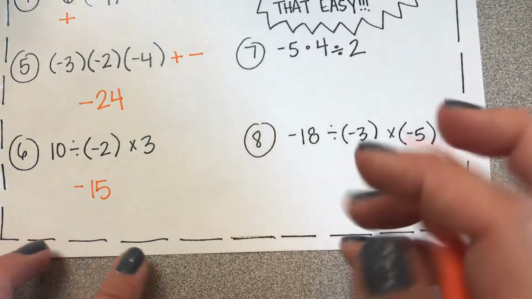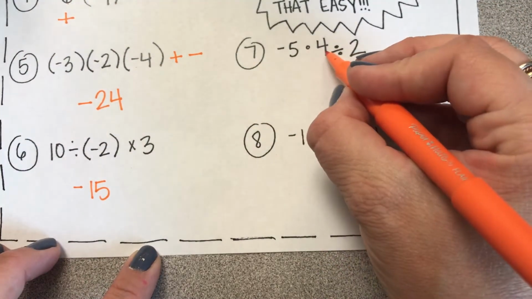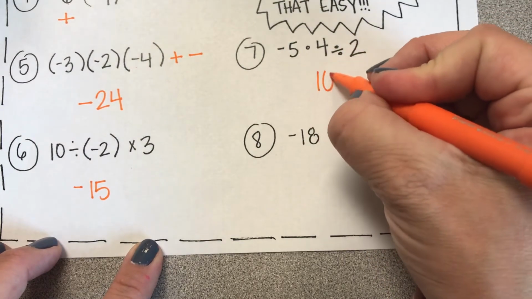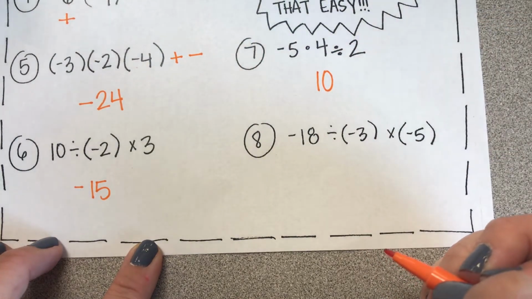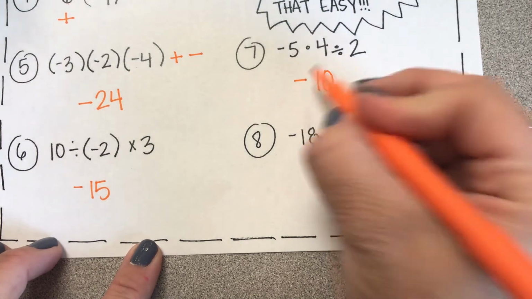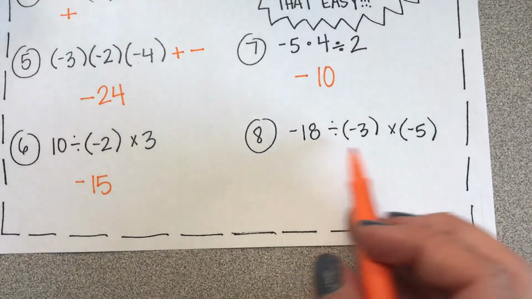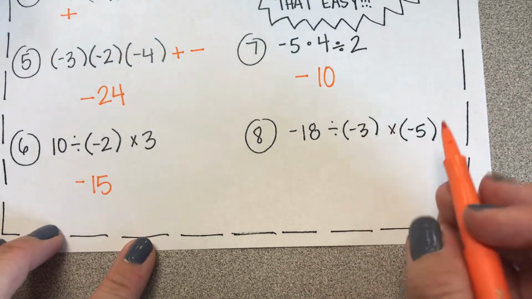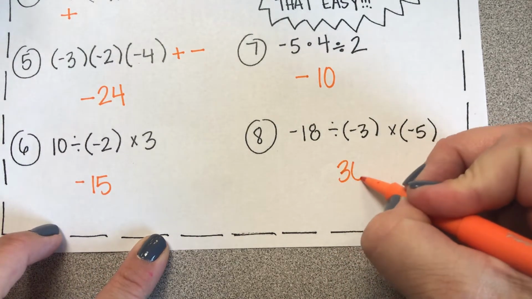And then number 7, 5 times 4 is 20. 20 divided by 2 is 10. Positive or negative? What do you think? Negative. And then on this one down here, 18 divided by 3 is 6. 6 times 5 is 30.